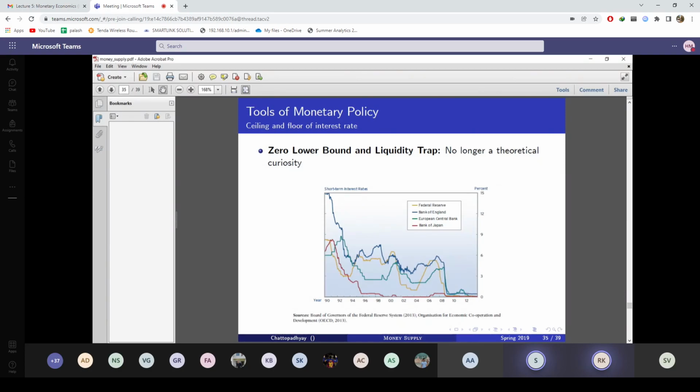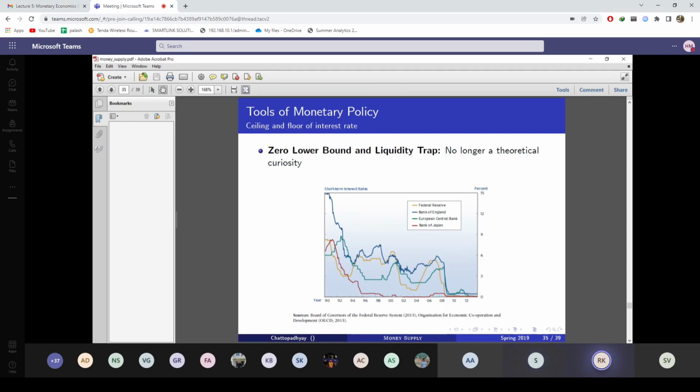You see the movement of this interest rate for the major central banks: Federal Reserve, Bank of England, European Central Bank, Bank of Japan. The Bank of Japan is the red line. From around 1999 onwards, the interest rate of Japan is basically at 0. They have a liquidity trap kind of situation.